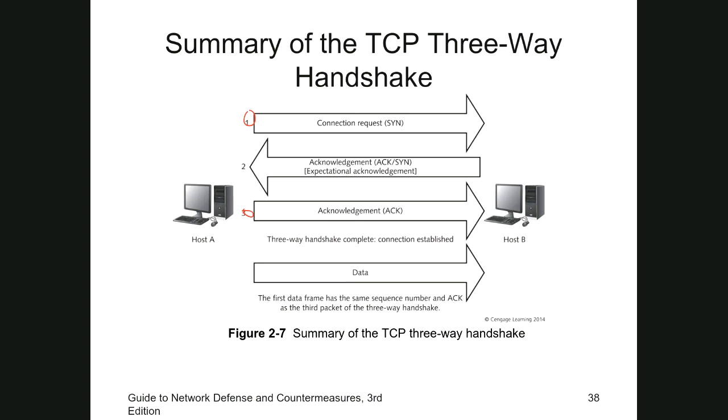And based on that, host A then starts to send the first data frame, which has the same sequence number and ACK as the third packet of the three-way handshake. That way it is following the secure connection between the three-way handshake.